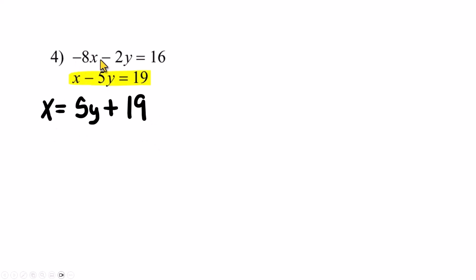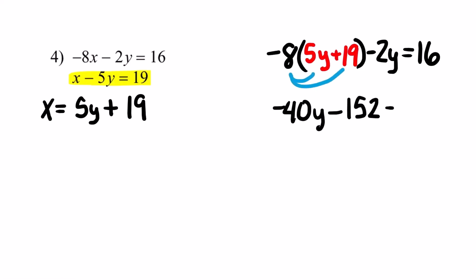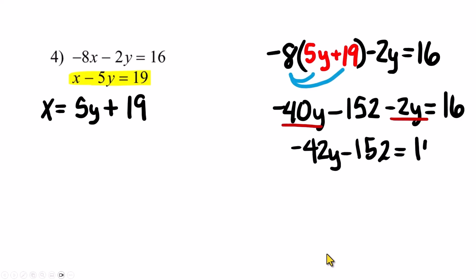I'll be taking this x and popping it into the first equation. Rewriting it, leaving a space, 5y plus 19 needs to go right here. Do distributive property. We end up with negative 40y minus 152 minus 2y equals 16. Always pause if you want to do the math along with me. I know I need to put the negative 40y with the negative 2y. That's going to be negative 42y minus 152 equals 16.